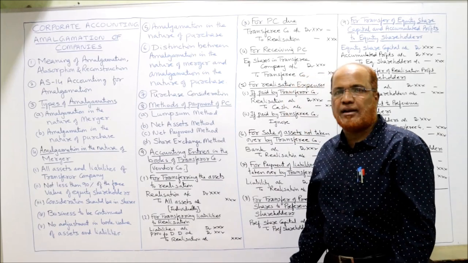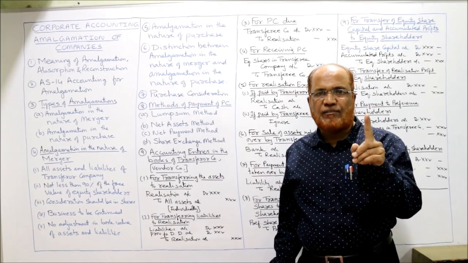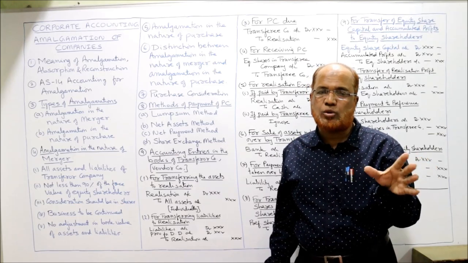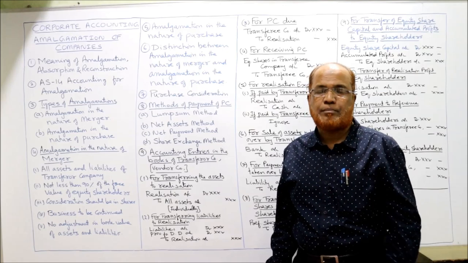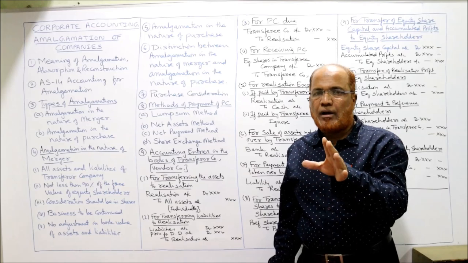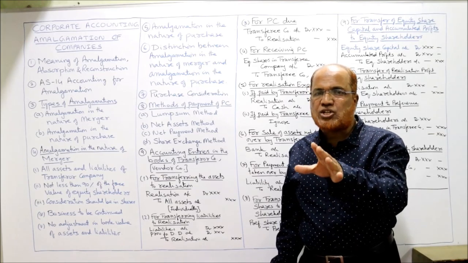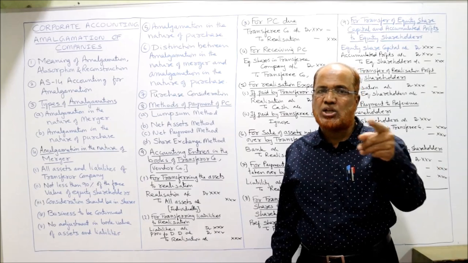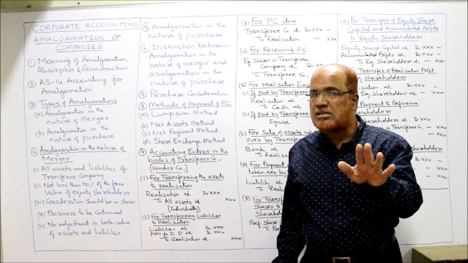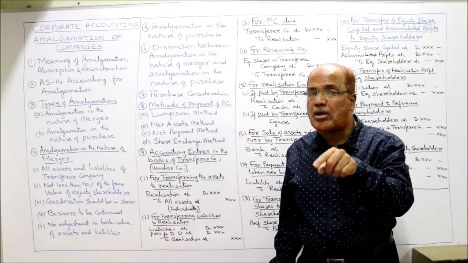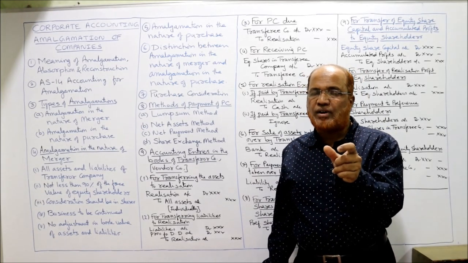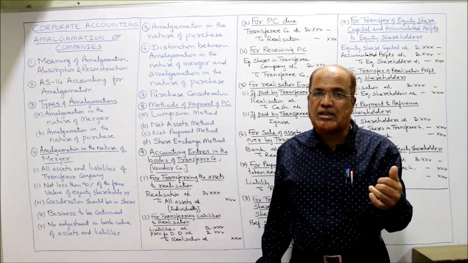While passing this first entry, keep in mind some points. The first point, all assets will be transferred to realization, at book values, balance sheet values. Second point you have to remember, the assets cash and bank balance should also be transferred to realization if they are taken over by the purchasing company. If in the problem it is given that cash and bank balance are not taken over by the transferee company, don't transfer to realization. Third point, the sundry debtors should be transferred at their gross value before deducting provision for doubtful debts.